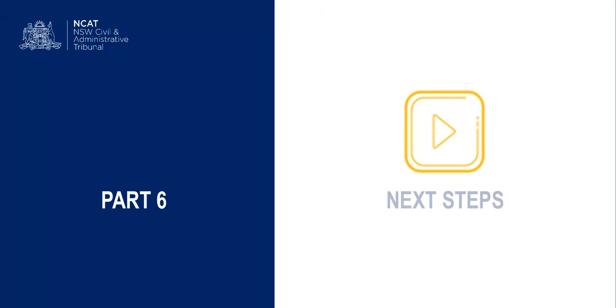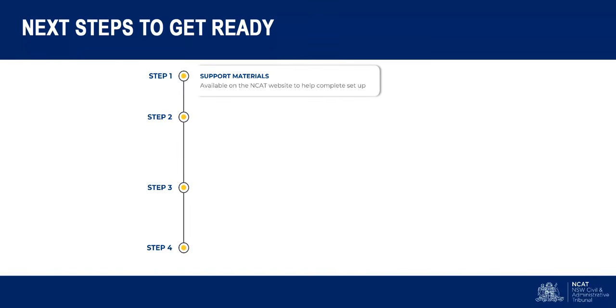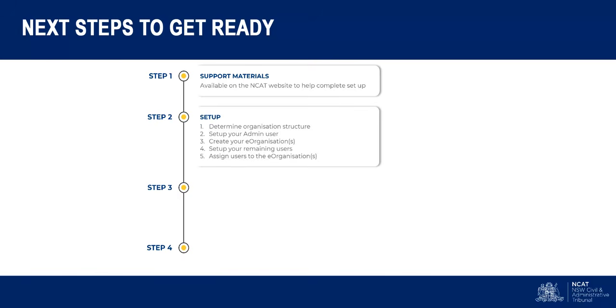Part 6. Next steps. So what next? Access the support materials available on the NCAT website to help you complete your setup. Complete your setup by determining your organisation structure, setting up your admin user, creating e-organisations, then set up your remaining users and assigning the users to the e-organisations.